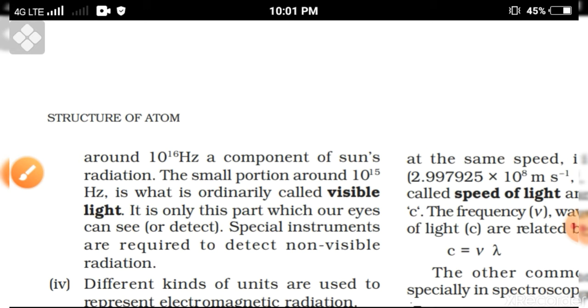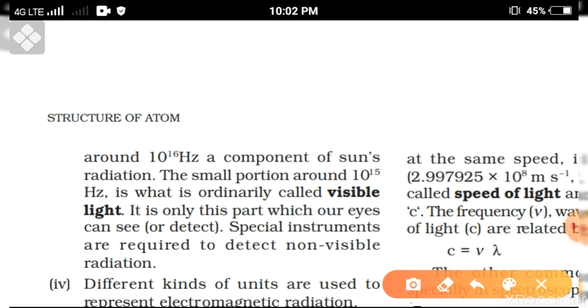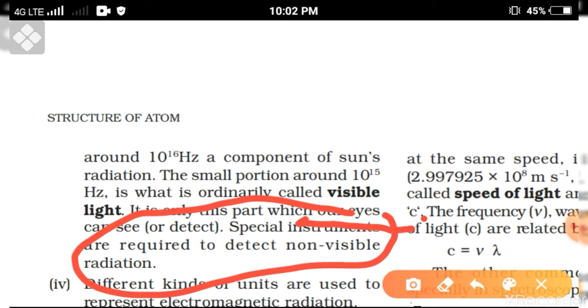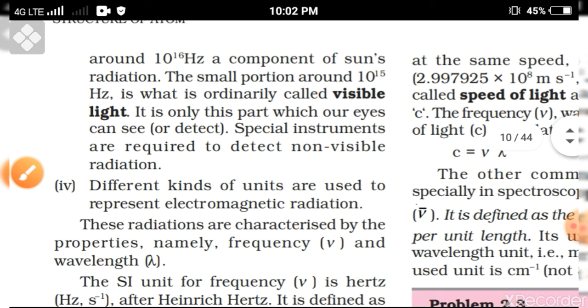Understand? Or detect easily. Special instruments are required to detect non-visible radiations, like UV rays and infrared regions. All these radio frequency waves and radiations we can detect by what? By the instrument. Understand? We have to use some special instrument to detect these non-visible radiations. So these are the electromagnetic spectrum. Also we can say these are different parts of the electromagnetic spectrum.